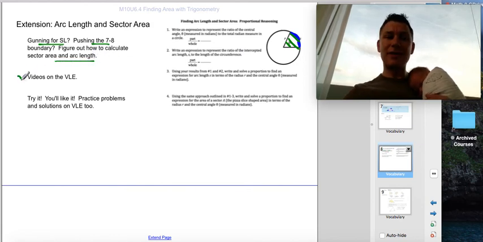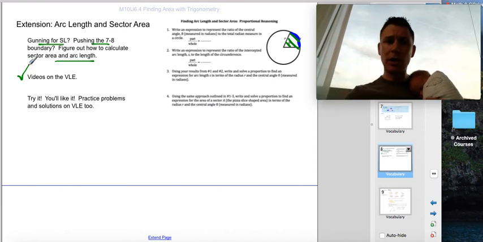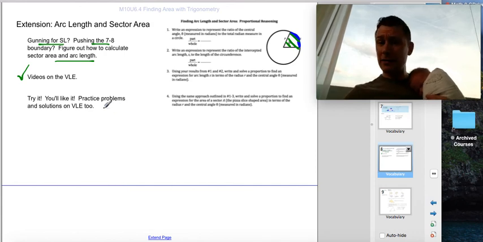There are videos on the VLE. They're Khan Academy. They're not mine, but they're good and they're simple. It's not real hard. It's a proportion. You're just building a proportion, right? There are practice problems on the VLE and there are answers. Try those and show them to me when you're done.